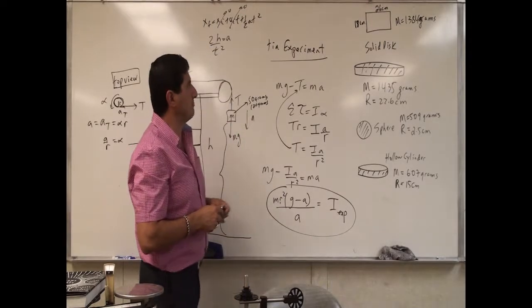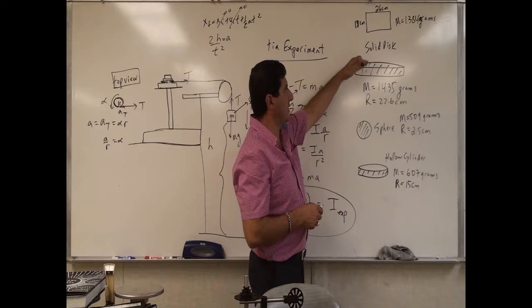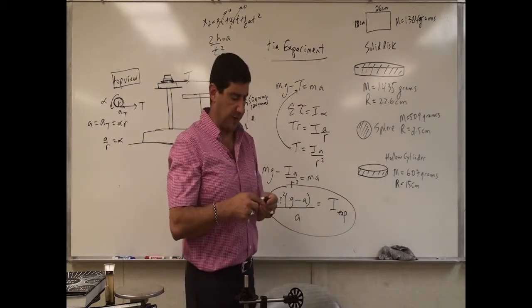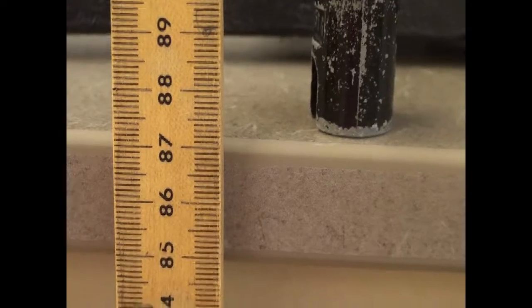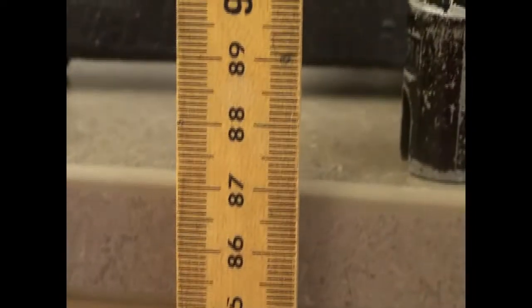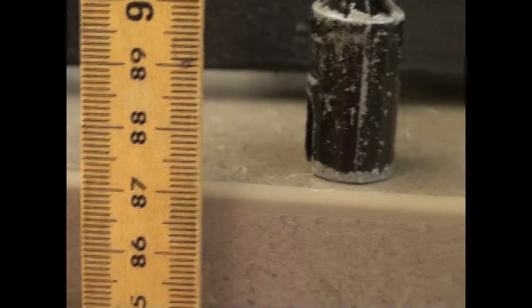So let's do one object at a time. The first one I'm going to do is the solid disk, and then you'll see this experiment run, right? Okay, so you can see here that the top of the table is 87 centimeters from the ground, and this is the ground. Right, so I'm going to let the weight fall from 87 centimeters each time consistently.